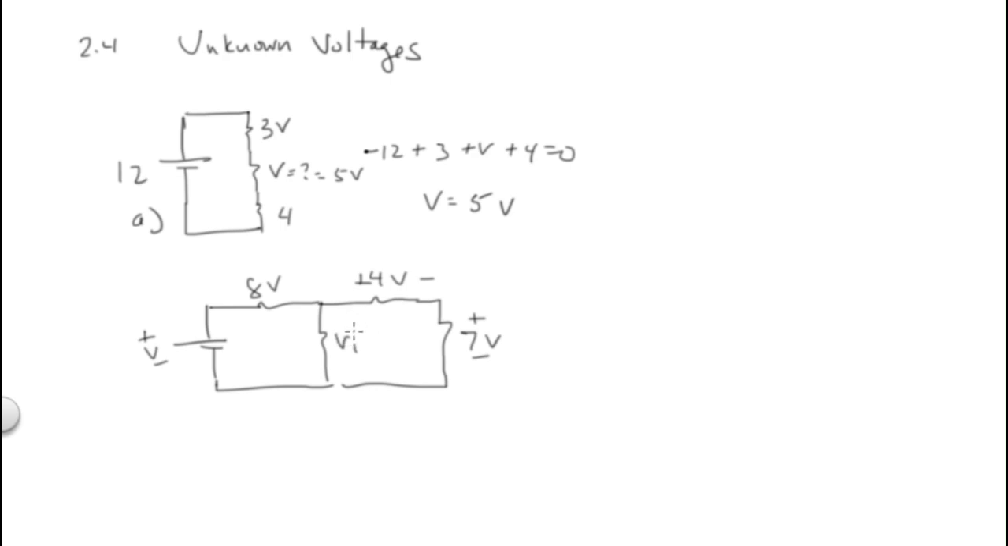So if I can sum the voltage around any loop, it's minus V1 plus 4 plus 7 equals 0. V1 is equal to 11. So I can get 11 volts here.